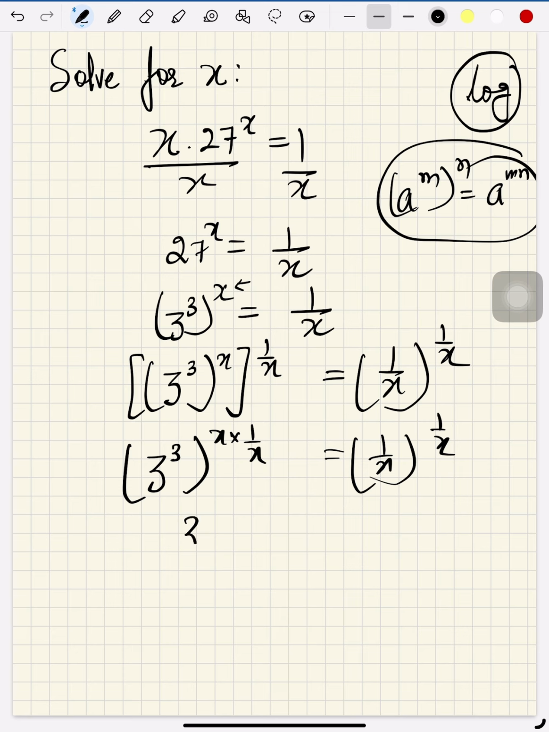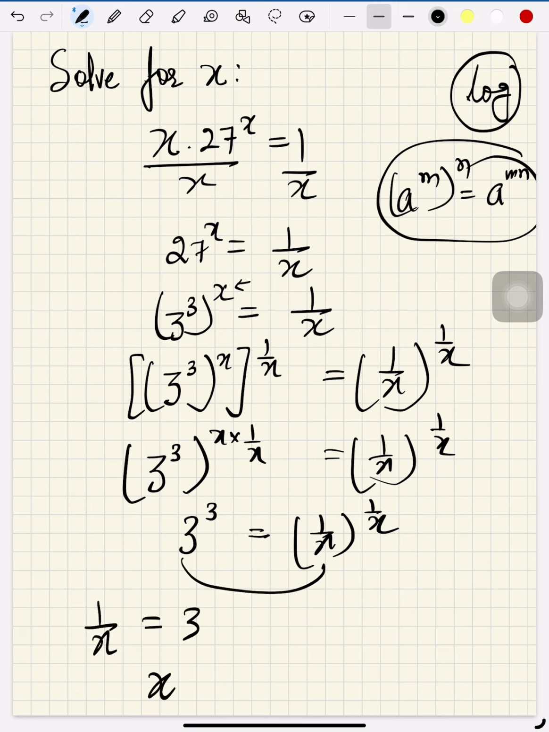We can cancel out and we're left with 3 to the power 3, 1 over x to the power 1 over x. So when you compare it, we got 1 over x is equal to 3. So that gives you x is equal to 1 over 3.